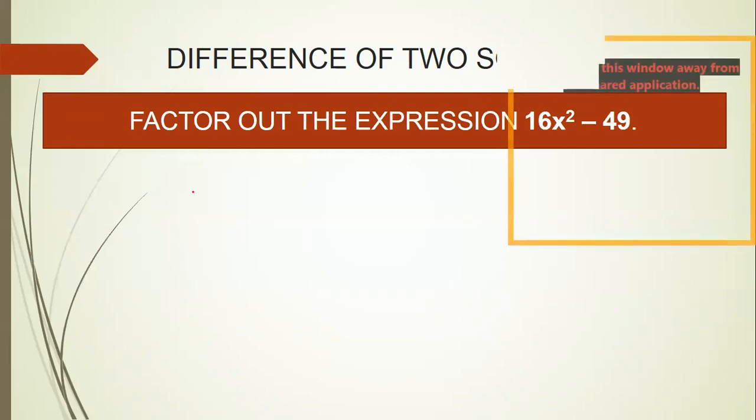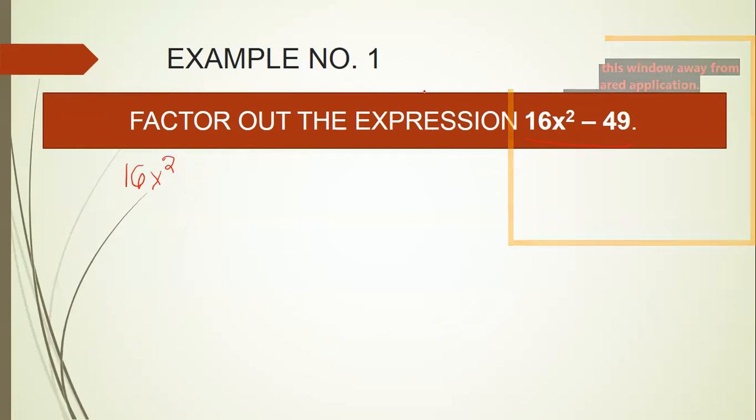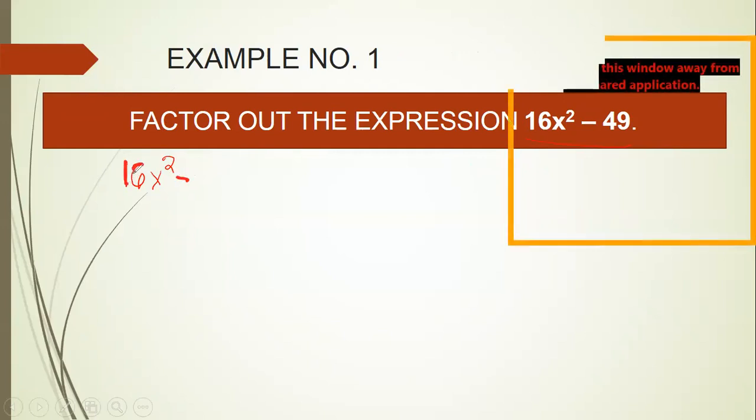So we're asked to factor the expression 16x squared minus 49. Okay, so I'm going to rewrite the expression. So this is 16x squared minus 49.